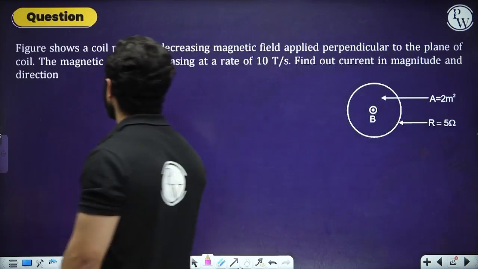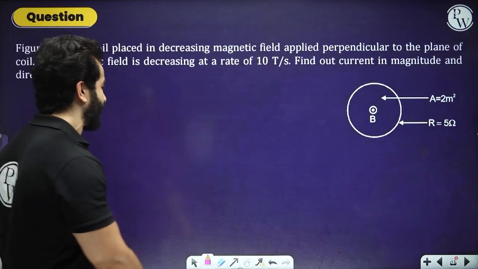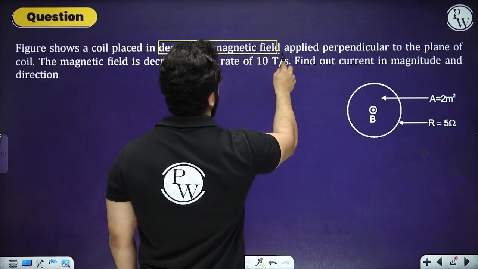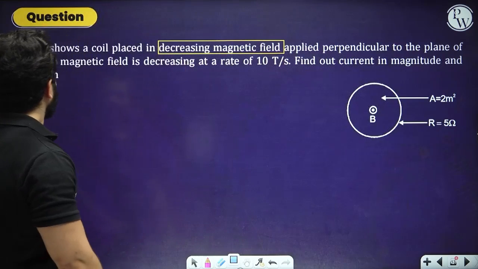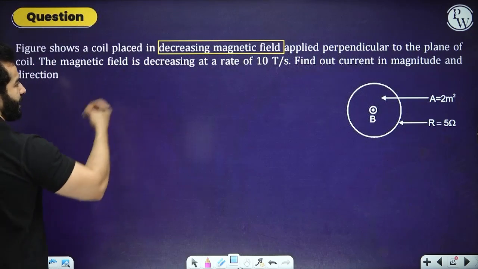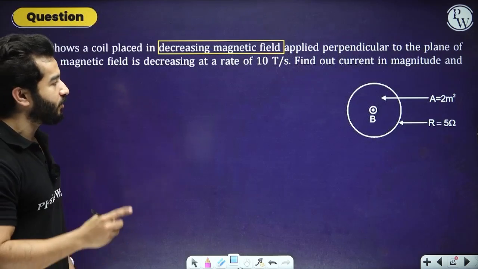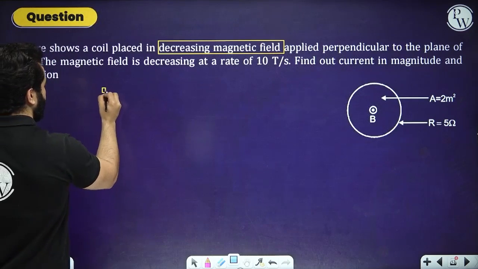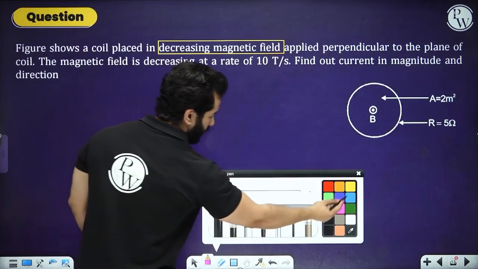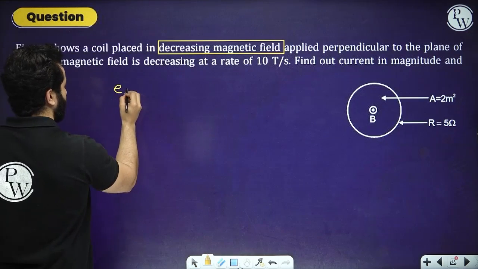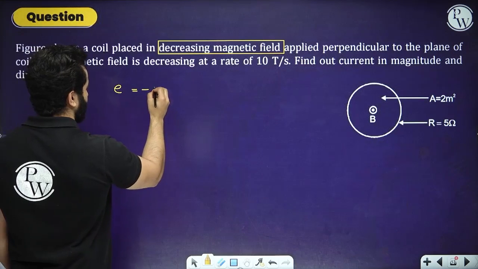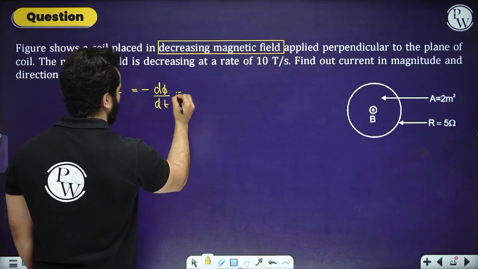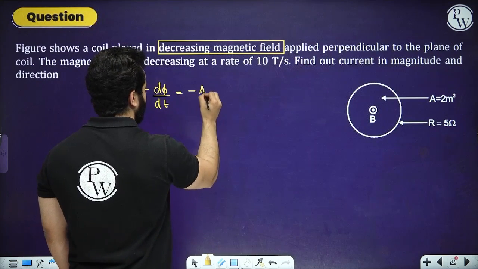Next question says figure shows a coil placed in a decreasing magnetic field. So that means we have got dB by dt as negative value. The magnetic field is decreasing at a rate of 10 Tesla per second. Find out the current in magnitude and direction, right? So first of all, induced EMF will be minus d phi by dt, because there is only one loop, and over here also we will say that minus A dB by dt.